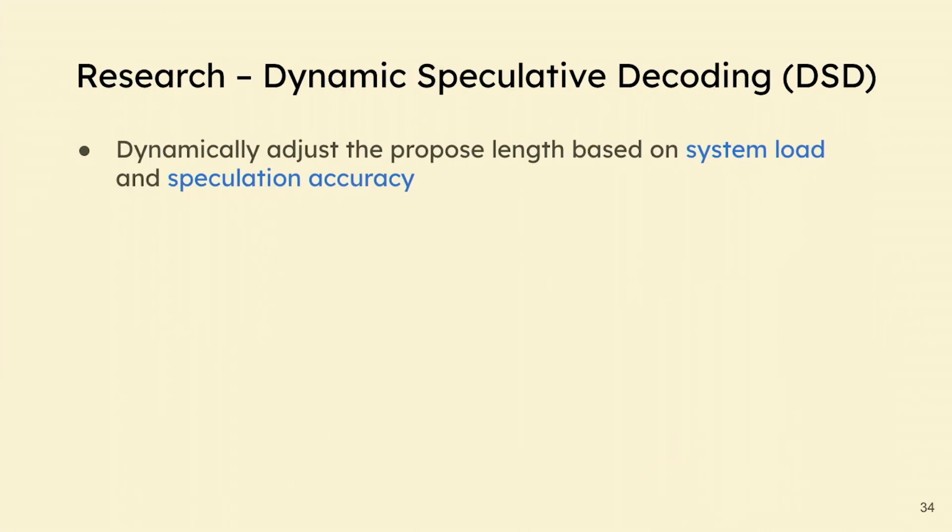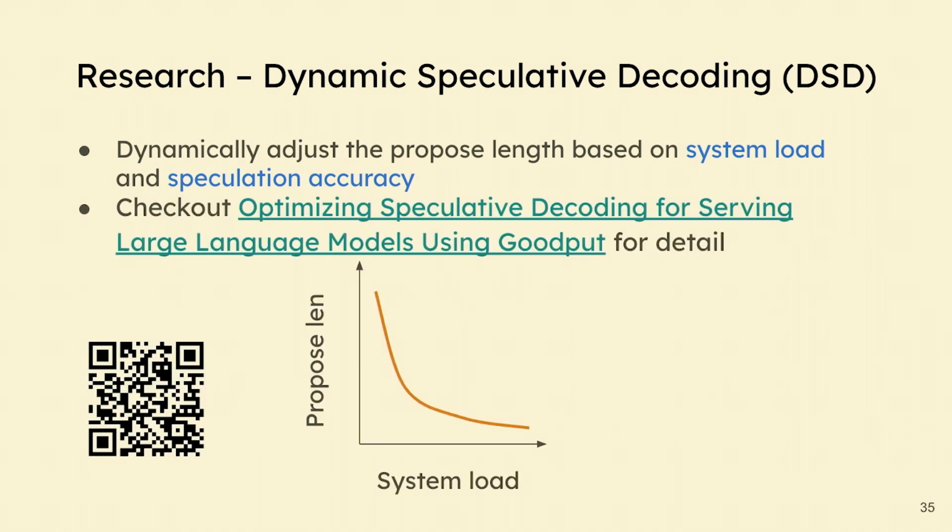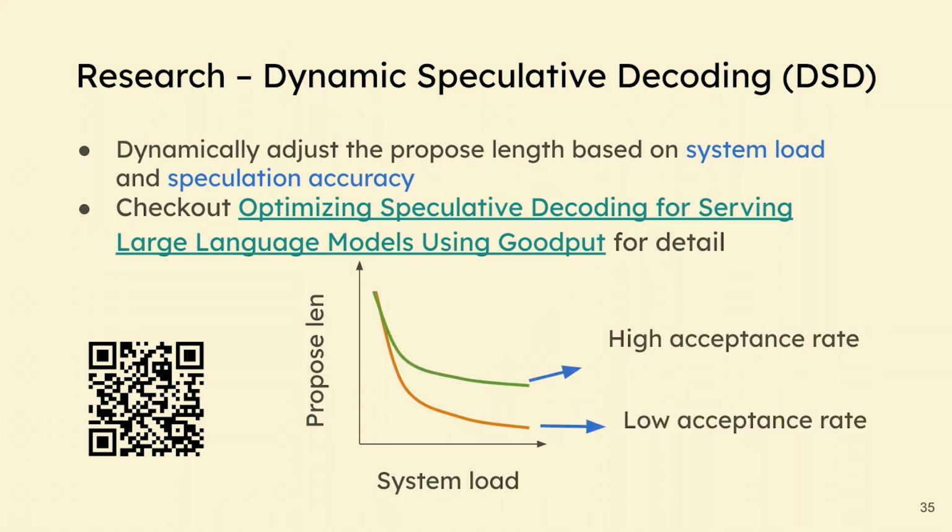This motivates some ongoing research within vLLM. We propose dynamic speculative decoding. It can dynamically adjust the proposed length based on the system load and speculation accuracy, at the step level, where different generation steps have different proposed lengths, or even at the request level. At a high level, when the system load is high, we do less speculation, and when the acceptance rate is high, we do a little bit more speculation. I encourage you to check our paper for details if you are interested.